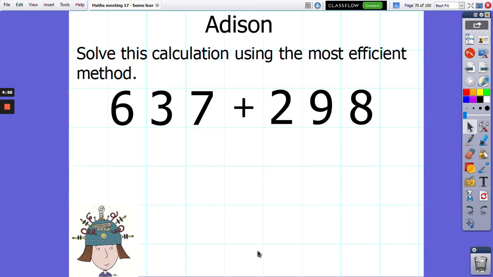Addison now. Addison wants us to add these two numbers together, 637 and 298, using the most efficient method we can. What method are you going to use? Off you go.